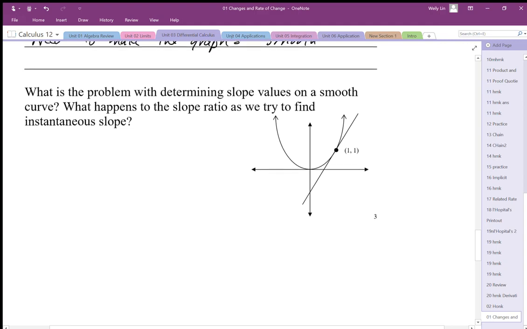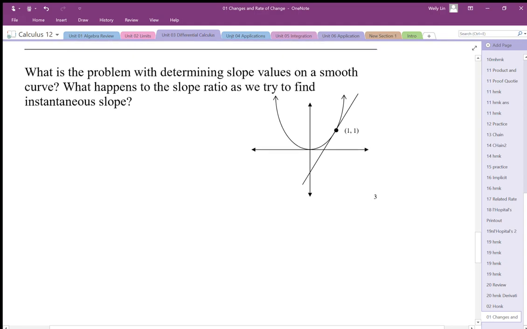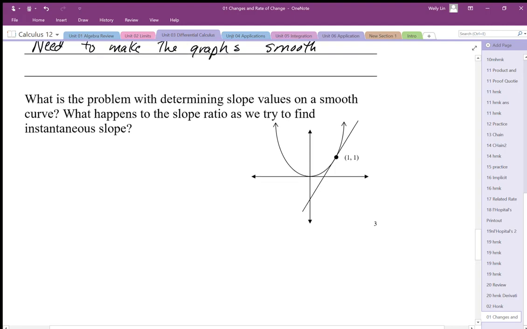So we want to find slope, and we want to find slope on smooth graphs, these nice smooth curved graphs. The problem is, if we want to find instantaneous slope, we need to draw a tangent line. See that line there? That line is tangent, so it just touches at one point. It's the slope of that curve at that point.